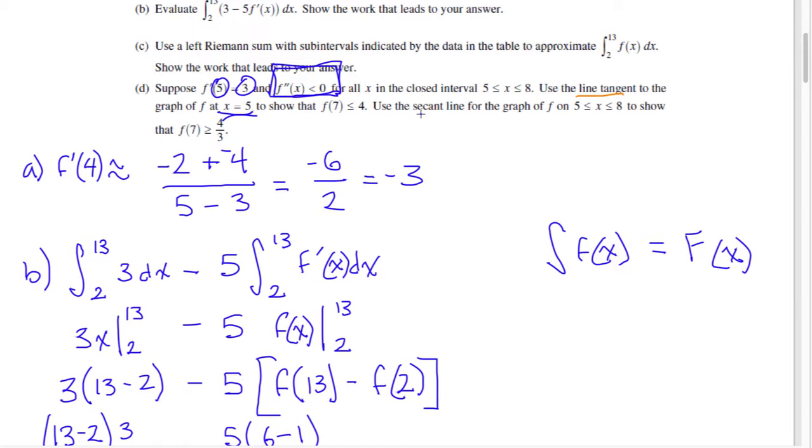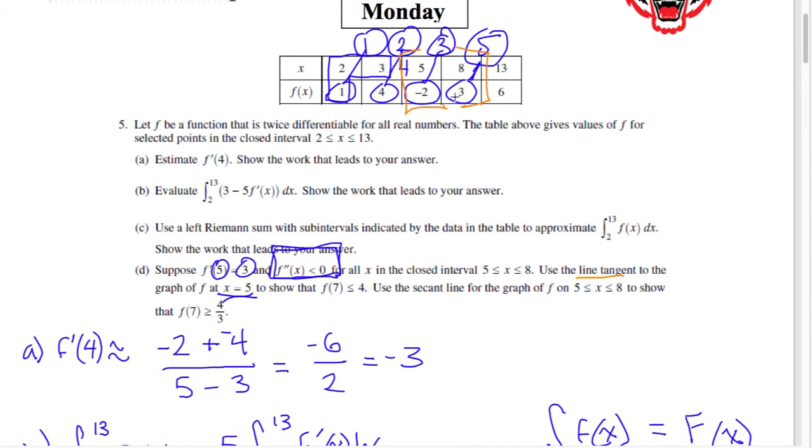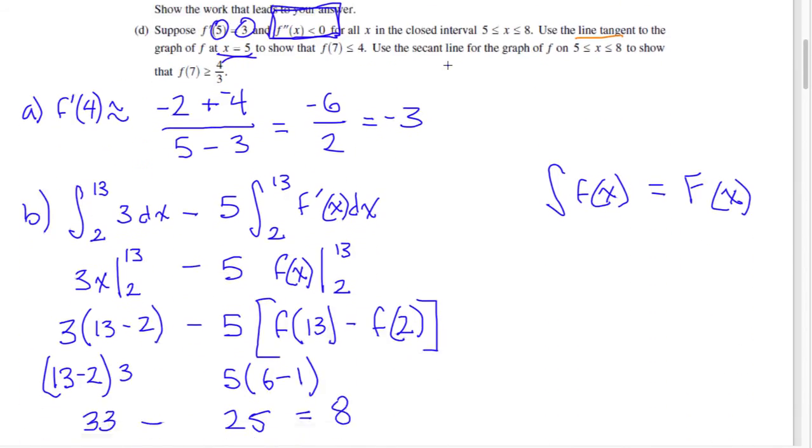Okay, now we're using the secant line to show that f of 7 is greater than 4/3. Well, the secant line is just using the secant slope, and we know what the slope is between 5 and 8. We didn't do it. I thought we did in part A. Part A was doing between 3 and 5. So we need to redo it again. So I need to find the average slope between 5 and 8 again. Do you remember how to do that?